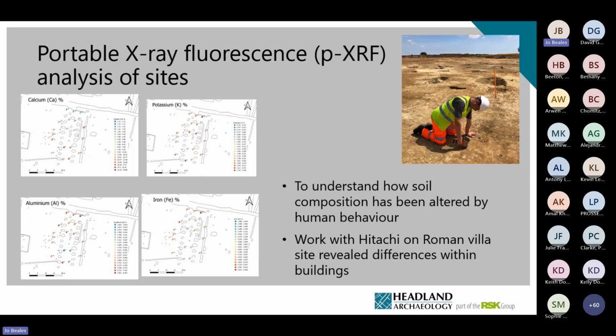There is a very big aisled barn in the south of the villa complex. And PXRF analysis there found very distinct geochemical signatures in the north compared with the south of the building. The south of the building seems to be related to animal management, where stock were being kept. So again, this is something that we're starting to use in an analytical way, not only for artifacts but for sites as well.